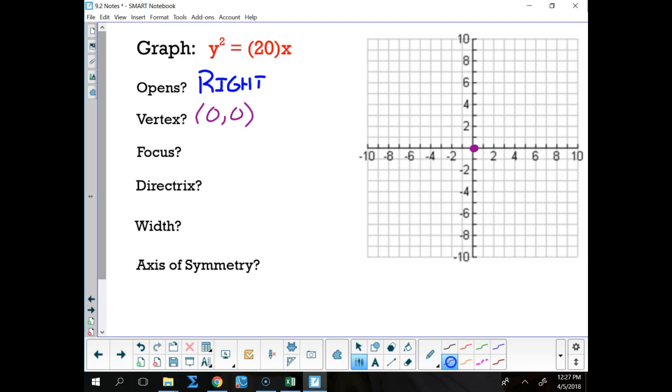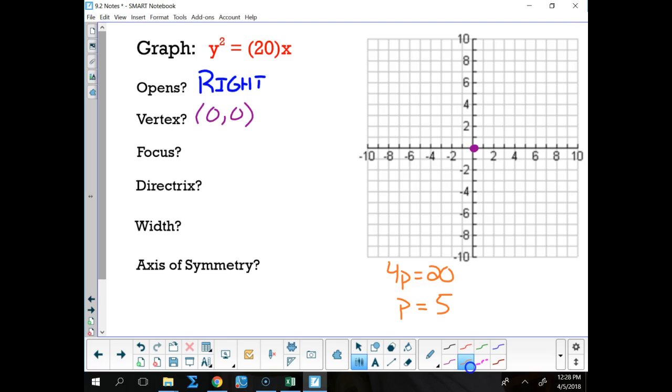For P, how much is it? So that means P is how much? Actually, I'm going to move that. I don't like putting it there. I'm going to go down here with it. So what's P? 5? Okay. So P is 5.